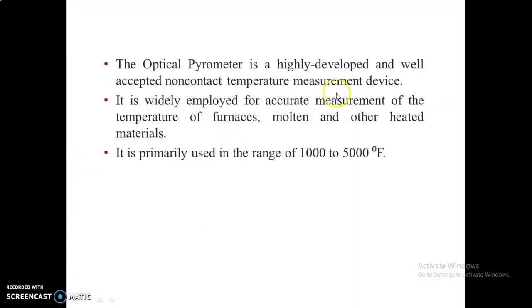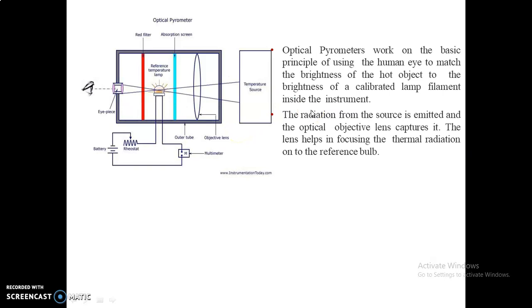They are used for targets which would be damaged by contact with primary elements like thermocouple and RTD. So here you can just look at, the range is 1000 to 5000 degrees Fahrenheit. We can measure the temperature of furnaces, molten and other heated material. So the other type is the optical pyrometer.